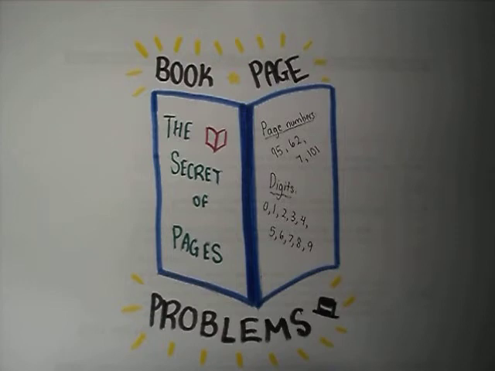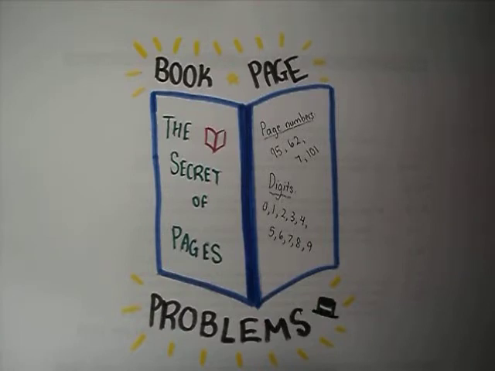Today we'll be looking at the secret of pages, otherwise known as the book page problems. Book page problems deal with the relationship between page numbers and digits. Different page numbers may have different numbers of digits. For example, page number 101 has 3 digits, 1, 0, and 1, while the page number 7 only has 1. Without further ado, let's look at our first problem.